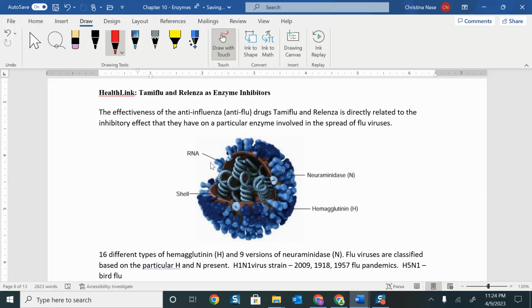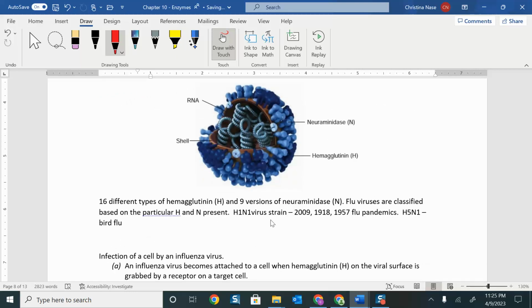The book goes through kind of an interesting discussion on Tamiflu and how Tamiflu and Relenza work as anti-flu drugs. And so here's a flu virus, and you've got these different enzymes. This is an RNA virus, and this is the shell. And then on the surface, you have these different enzymes, and we'll call one N and one H. And if you remember the H1N1 virus from 2009, that would make sense. So you have these different types of enzymes, and they do different things, which is why they're called H and N. There's 16 types of H and 9 types of the N enzymes on a flu virus.